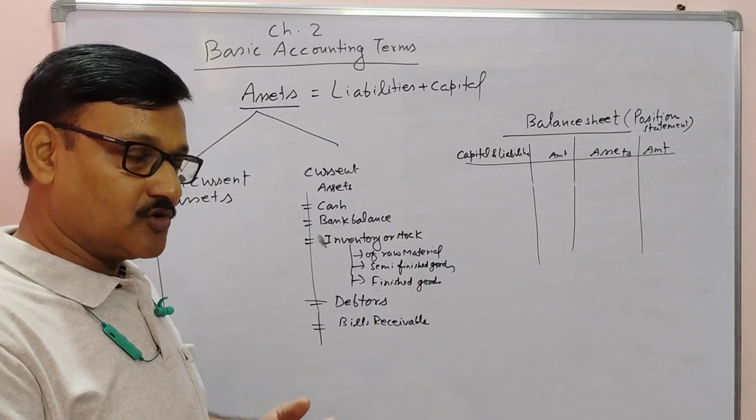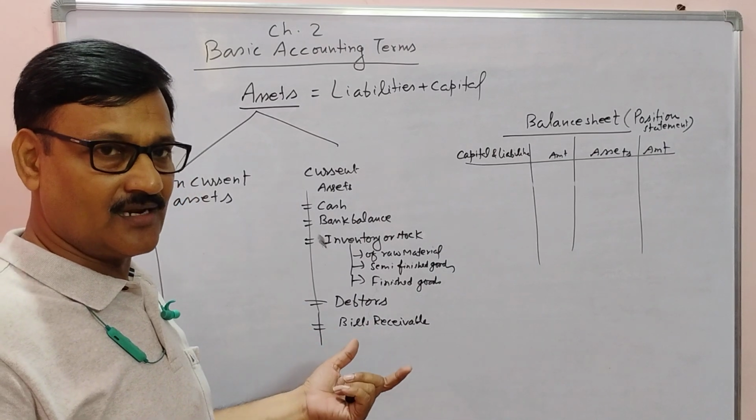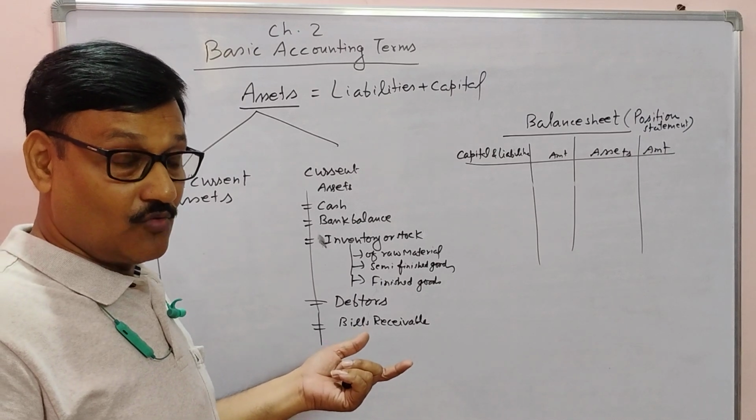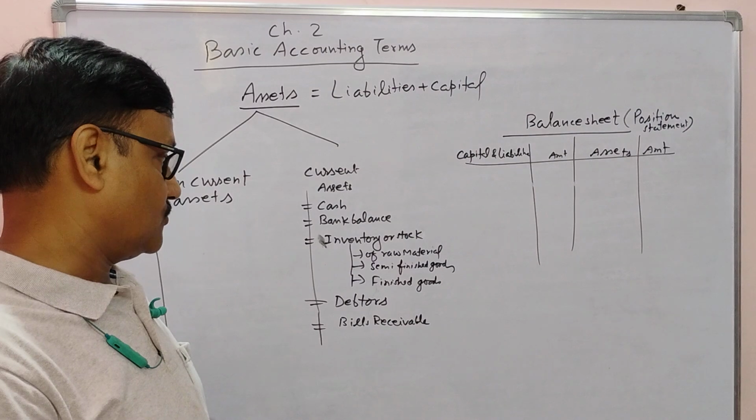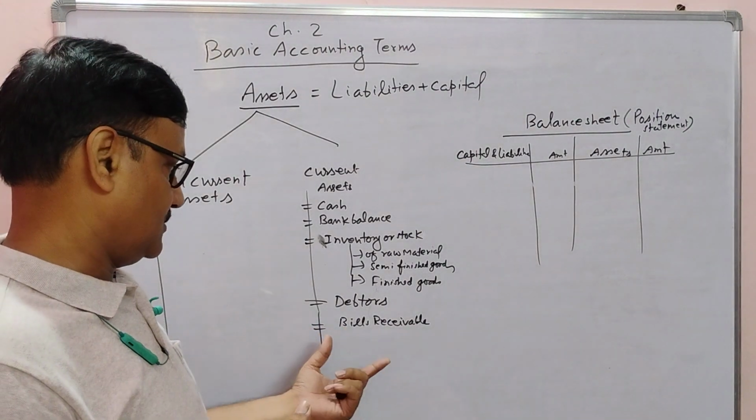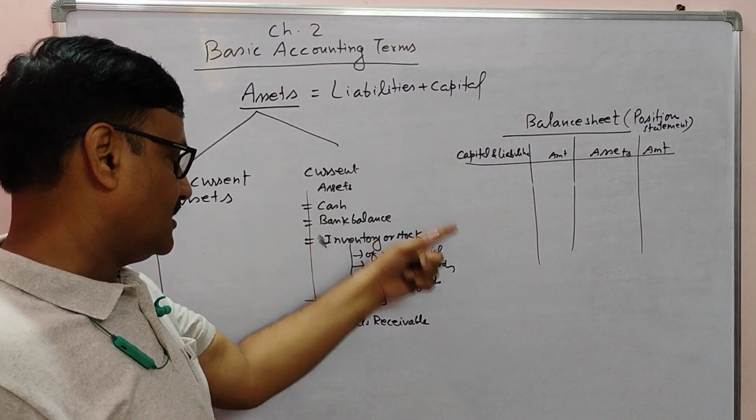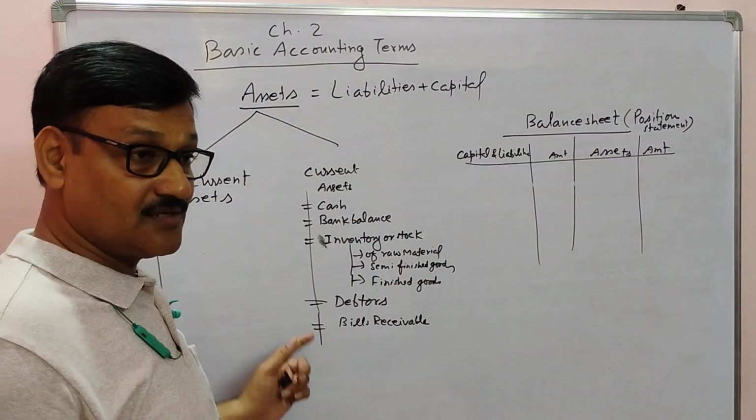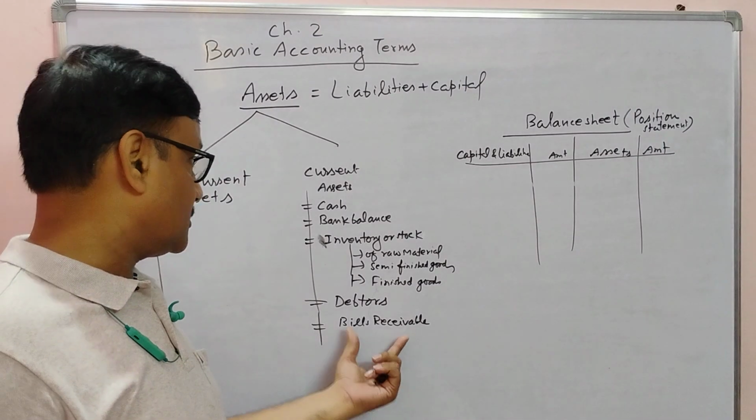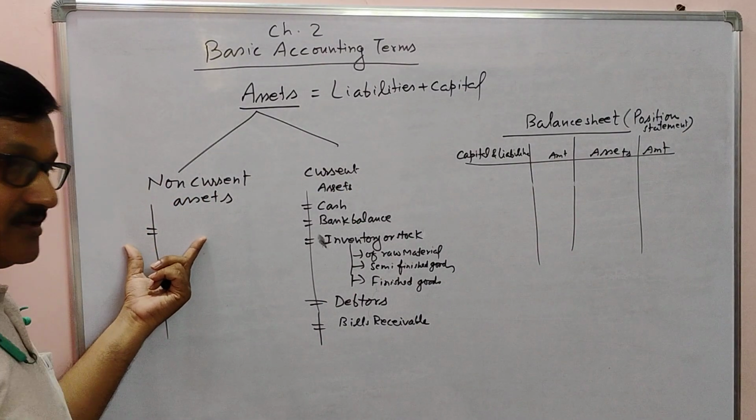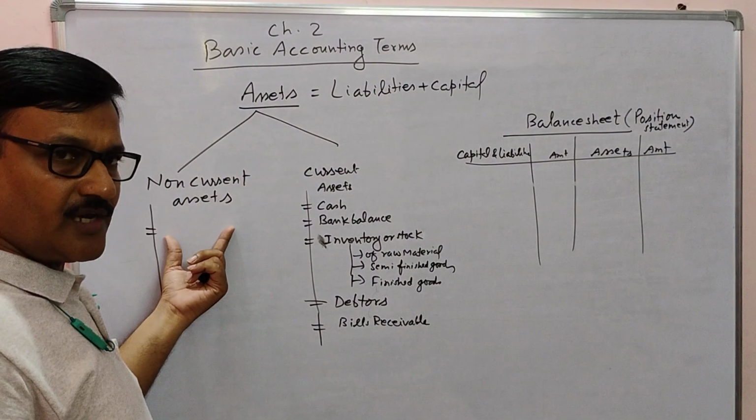Short term means what? Short term means 1 month, 2 months, 3 months, 4 months, 6 months, up to 1 year, or you may say 1 operating cycle. Generally 1 year it is. Within 1 year, this will change time and again. There will be frequent changes. Therefore, this is current asset. But here, in the short run, within 1 year, it is not going to change.